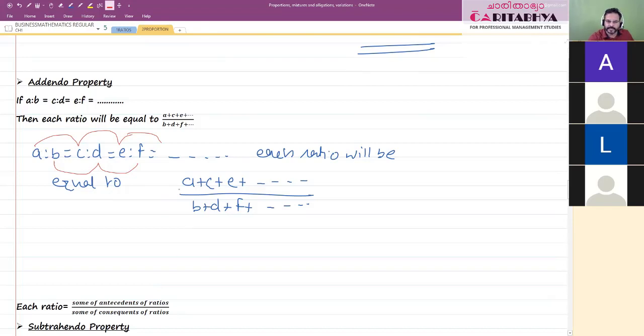So the sum of the antecedents of the given ratios is to the sum of the consequents. So that means A is to B equal to C is to D equal to E is to F equal to etcetera. Each ratio will be equal to A plus C plus E plus etcetera is to B plus D plus F plus etcetera.